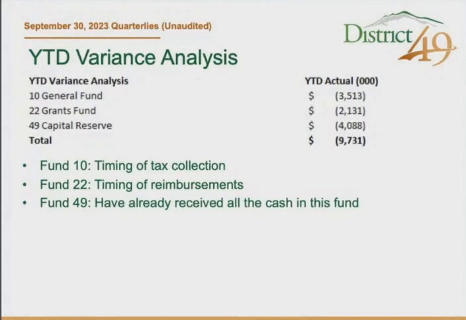So the difference, not to worry, is on Fund 10, the reason that will go positive is when we get our tax collection, so that's really just a timing issue. Fund 22, which is grants, that's reimbursements, so that's a timing issue there. And then Fund 49, we already have that collected. It sits in that fund, and that's really to address a lot of our capital projects needs that Dr. Fletcher oversees.